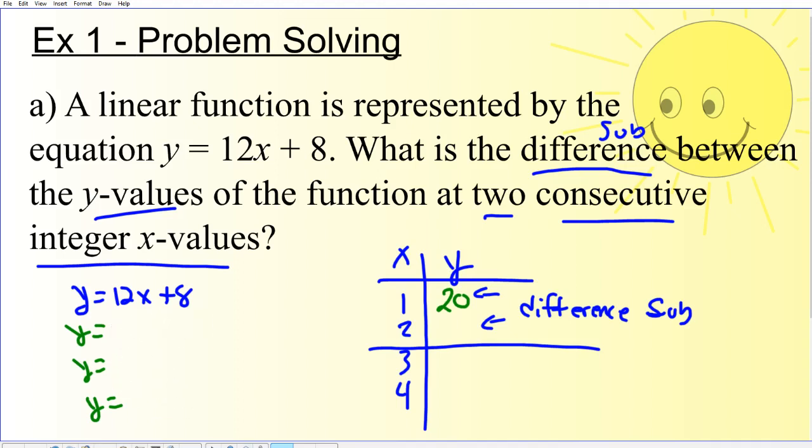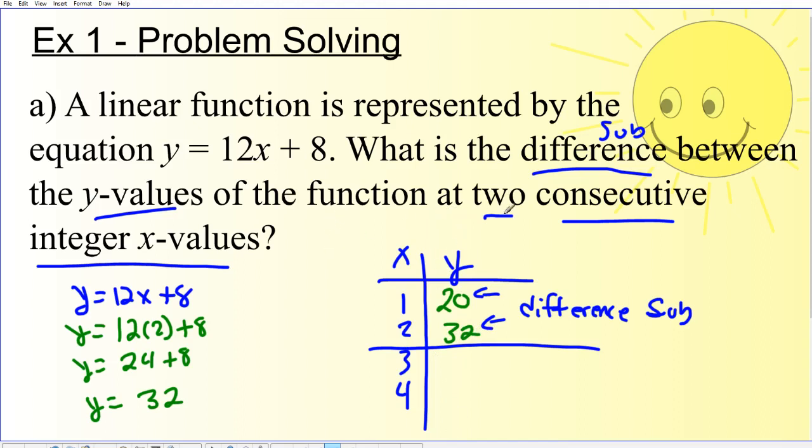This time, I'll be plugging in 2. 12 times 2 plus 8. 12 times 2 is 24, plus 8. 24 plus 8 is 32. Now, I could do more of these. I don't really need to, but I could.